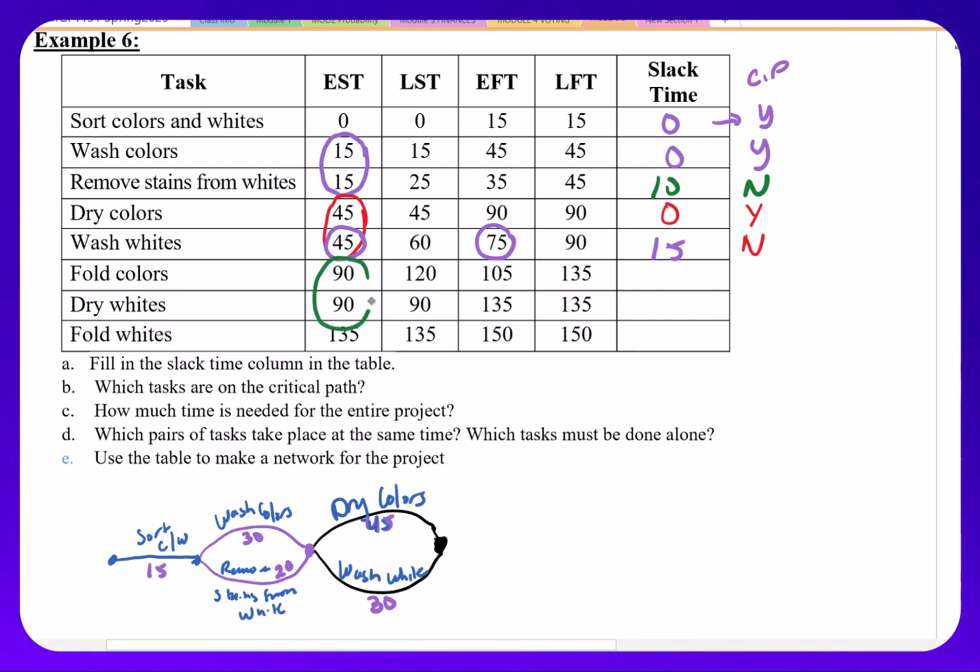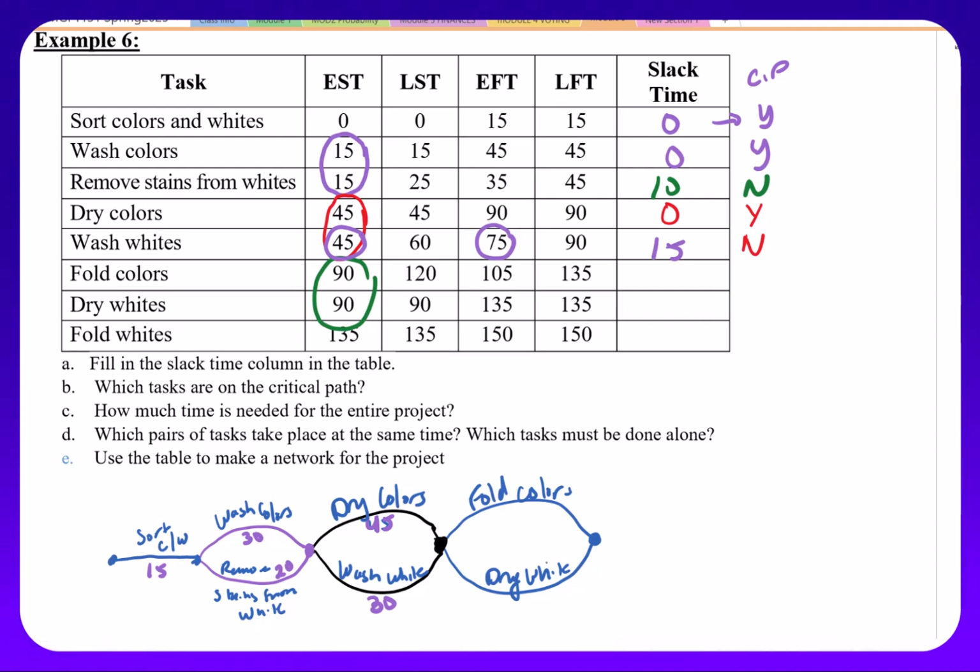Going to my next start time of 90, we see 2 that start there. So again, I'm going to have 2 different tasks that can happen at the same time. I have fold my colors, and I have, if I look at that, dry my whites. So you'll notice here on the bottom, that's dealing essentially with my white clothes.